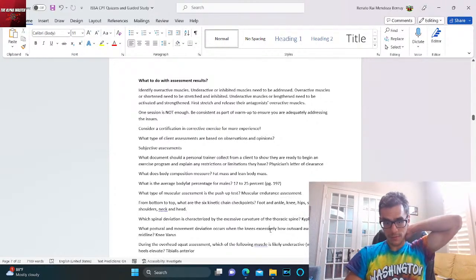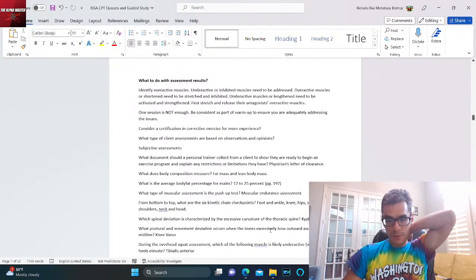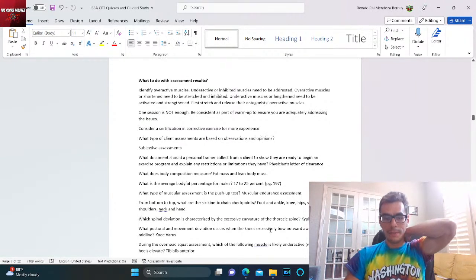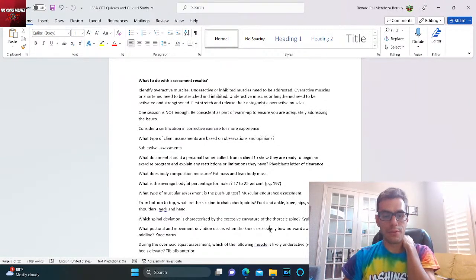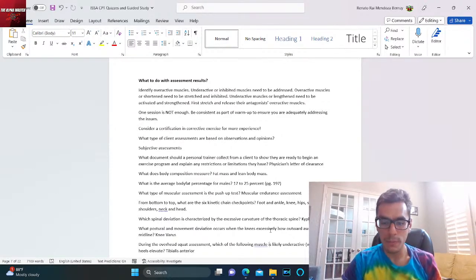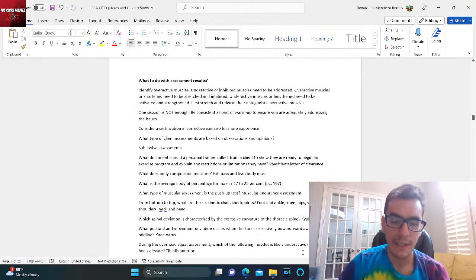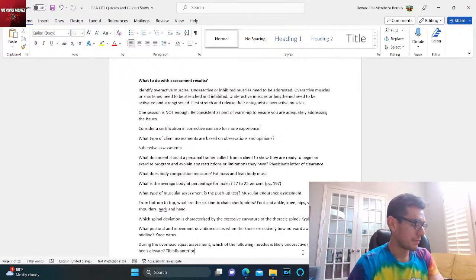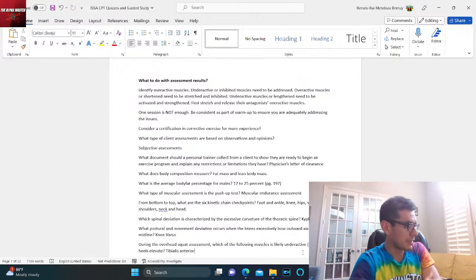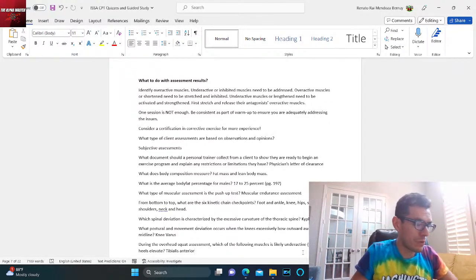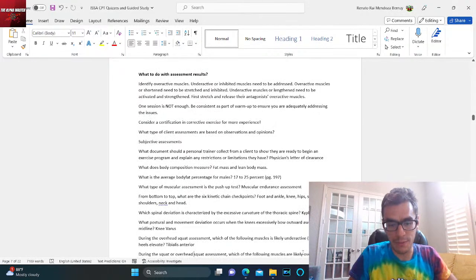This equals the thoracic spine, which is going to be kyphosis. Which postural movement occurs when the knee is excessively bowed outward away from the midline? Away from the midline is going to be knee varus. During the overhead squat assessments, which muscle is likely underactive, weak if the heels elevate? The tibialis anterior. And the overactive or tight muscle is going to be the soleus.